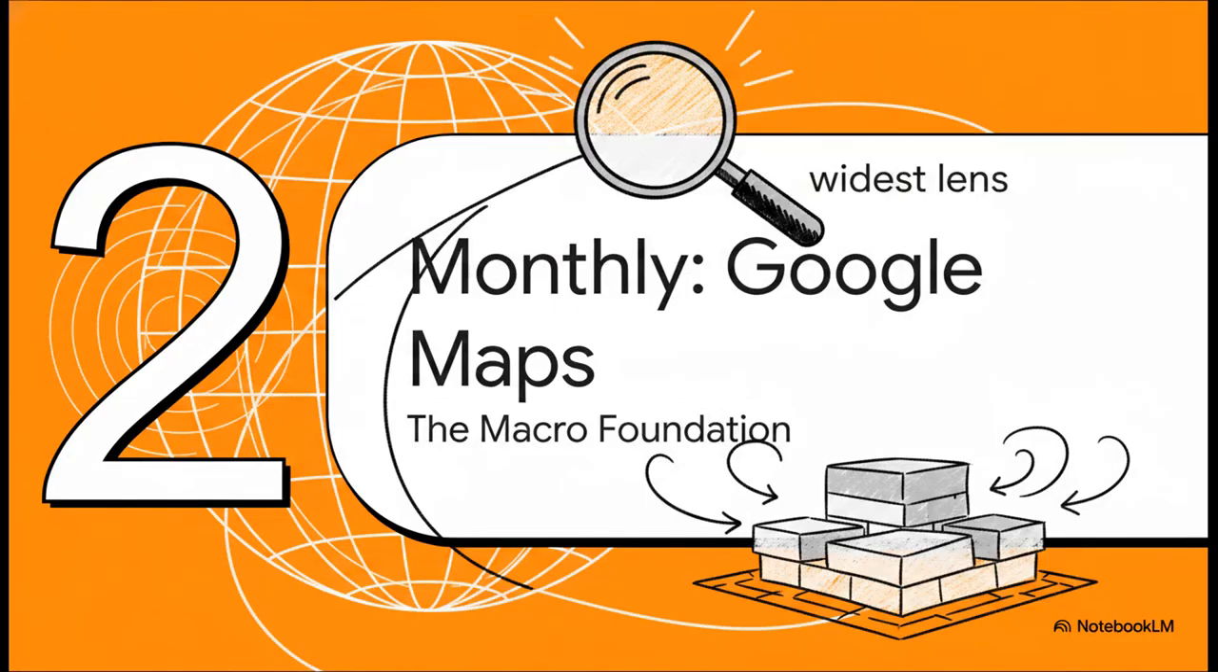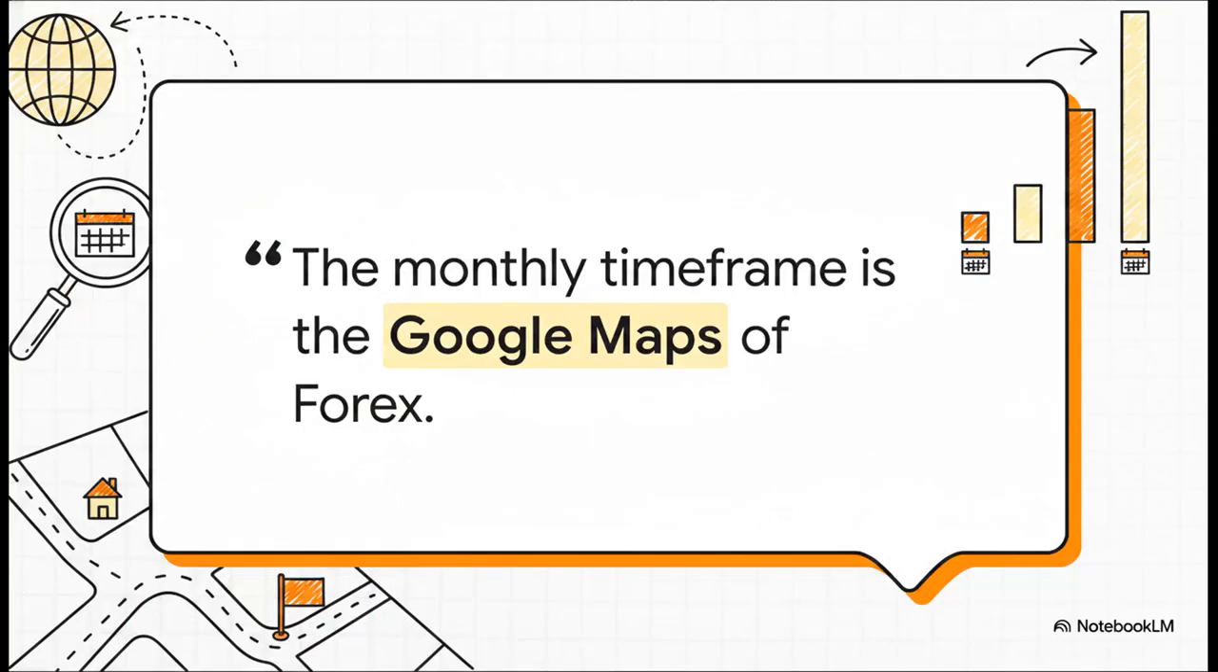Moving on to section 2, the monthly chart, or as we like to call it, the Google Maps. Our veteran source uses just a brilliant metaphor for this. They say the monthly time frame is the Google Maps of Forex. Now, the really crucial thing to wrap your head around here is that the monthly chart is absolutely not for trading. I mean, think about it.